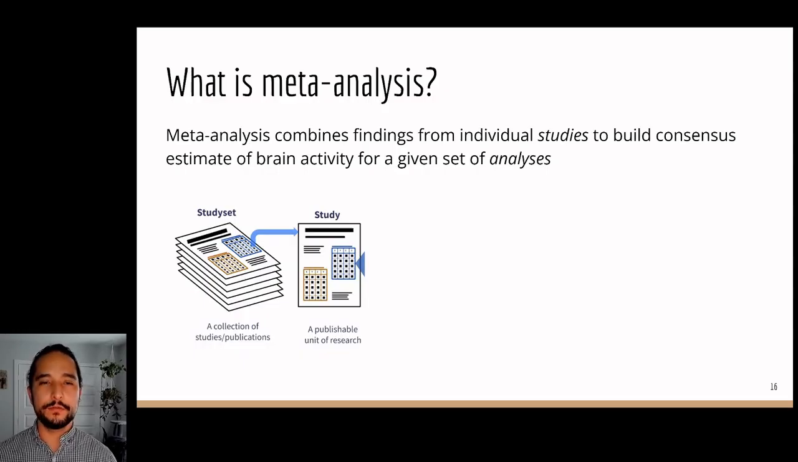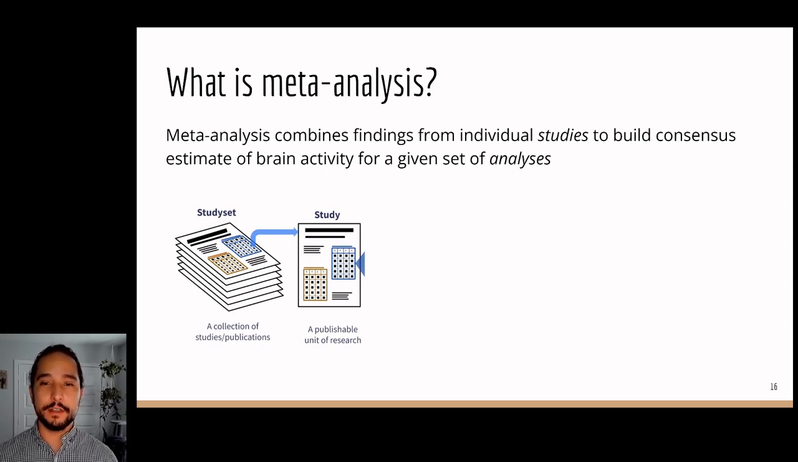So now that I've hopefully convinced you that individual studies have limitations, how can we use these individual studies and the rich literature that we have accumulated to build a cumulative science? And so the main tool of choice is meta-analysis. Meta-analysis combines findings from individual studies to build consensus estimates of brain activity for a given set of analyses. So the way this typically works is you first build a set of studies, which here we're going to call a study set, and from those individual studies you're going to pull out individual estimates, which we will then combine to build a consensus estimate.